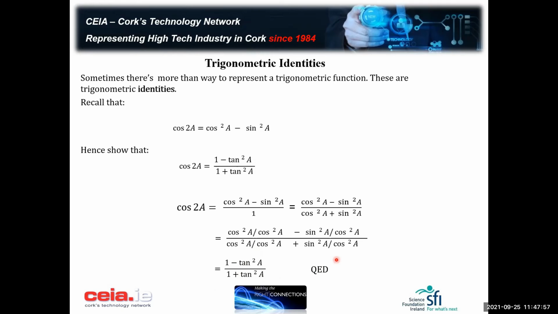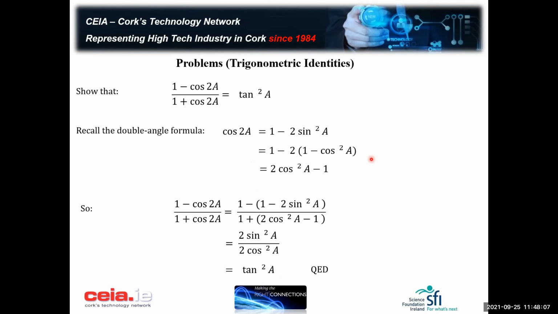You need a little bit of practice and intuition to know how to go about these trig identities. So let's go through a few more of those just to illustrate the process. Right, here's a typical question where you're asked to show that one term equals another. And the general strategy is to start with the left-hand side and see how you can manipulate it into something that looks like the right-hand side.